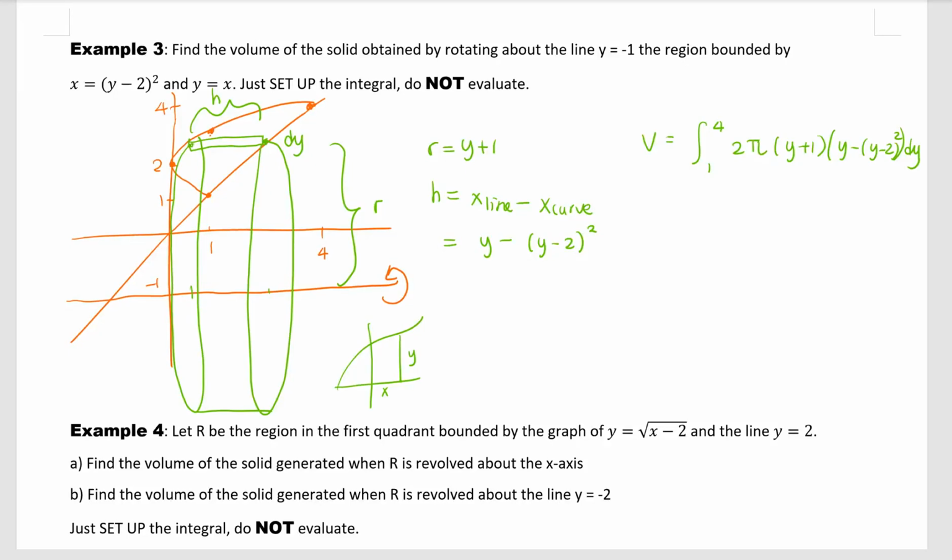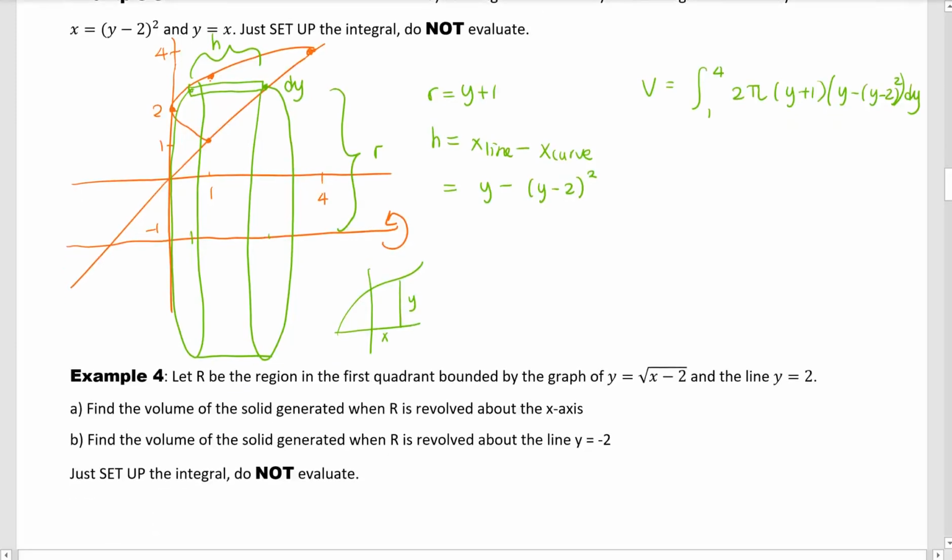So far so good, everybody? Here we just need to set up the integral, and we do not need to evaluate. All right, so let's continue.